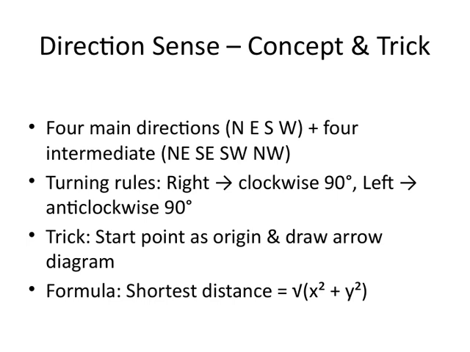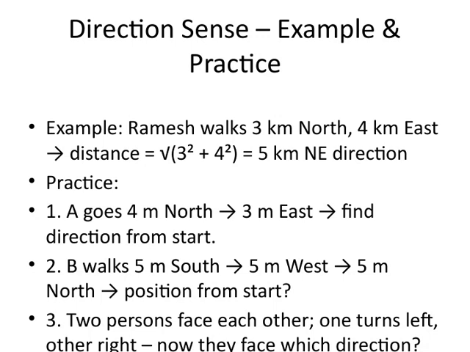This concept ties into the overall theme of direction sense by helping us visualize and calculate movements accurately, whether in navigation puzzles or real-life scenarios. Remember, mastering these basics makes solving related problems much more intuitive. Let's look at this example to understand direction sense better. Ramesh walks 3 kilometers to the north, then turns and walks 4 kilometers to the east. To find the straight line distance from his starting point, we use the Pythagorean theorem, the square root of 3 squared plus 4 squared, which equals 5 kilometers. And since he's northeast of his starting point, we say his direction is NE.